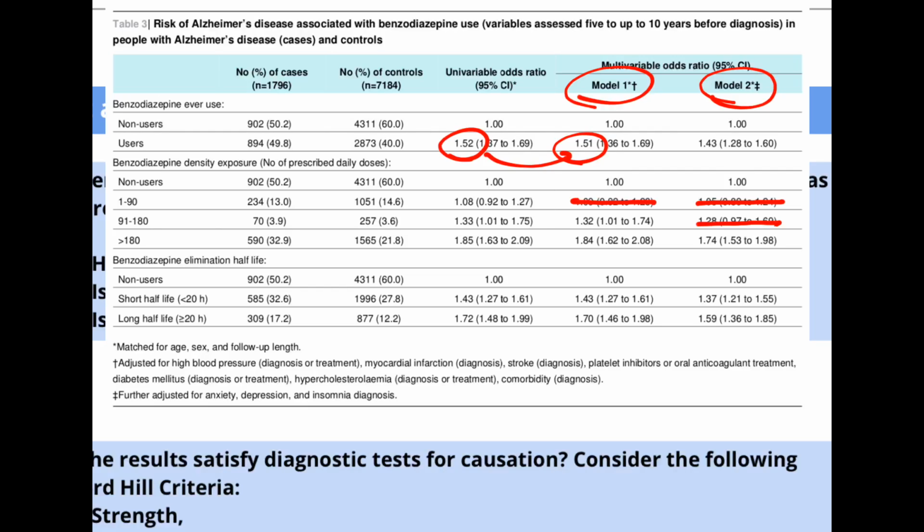When we use Model 1, which adjusted for high blood pressure, myocardial infarction, stroke, platelet inhibitors, oral anticoagulants, etc., etc., etc., it went to 1.51. And then when we adjusted again for the things in Model 2, which is anxiety, depression, and insomnia, it did decrease some, but it still remains statistically significant, right? Because these confidence intervals are all significantly above 1, right?